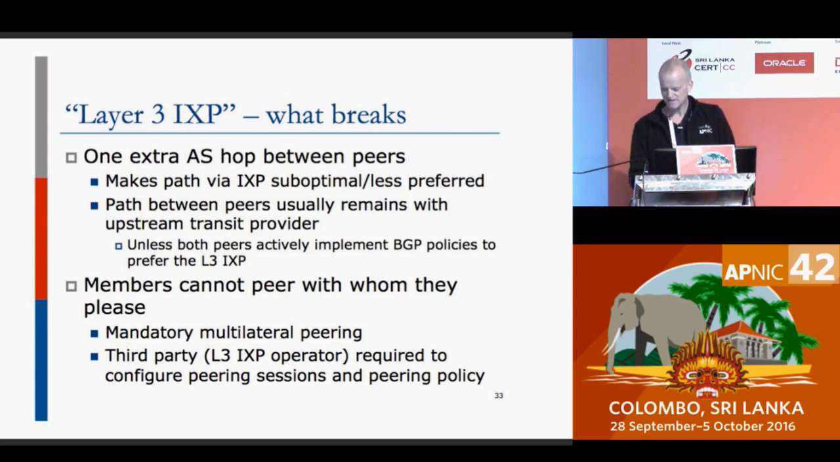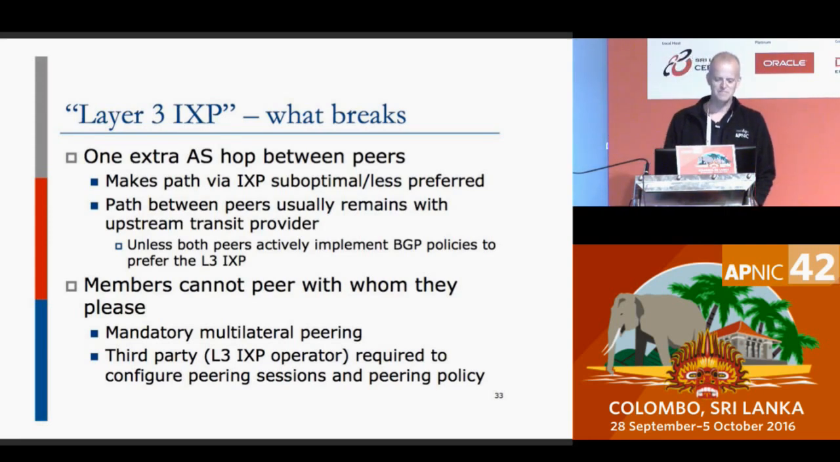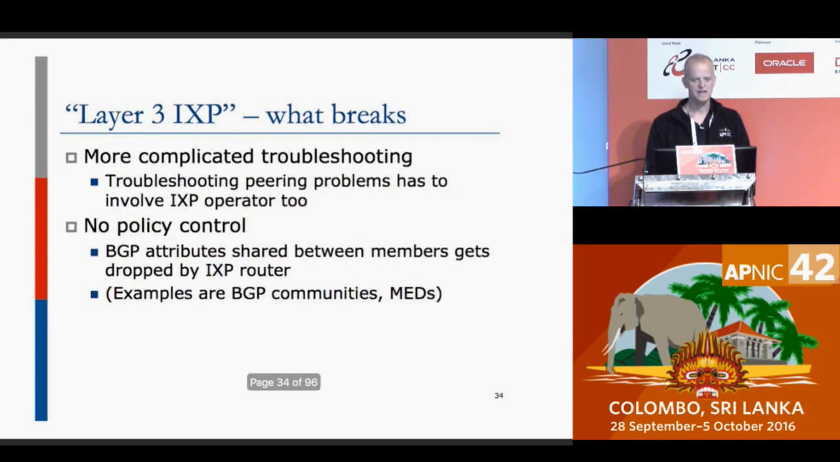I remember back to the days of Kix West, trying to get BGP sessions and trying to track somebody down who could configure the BGP so we could set up peering with other folks. You have this middle person setting up and managing peering sessions and your peering policy. It doesn't work, it doesn't scale, and it does not make it an exchange. More complicated troubleshooting, of course.